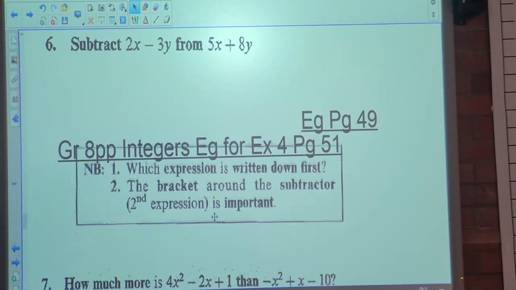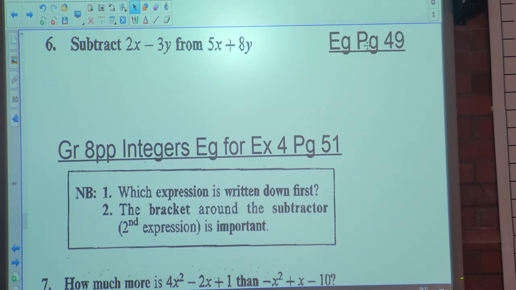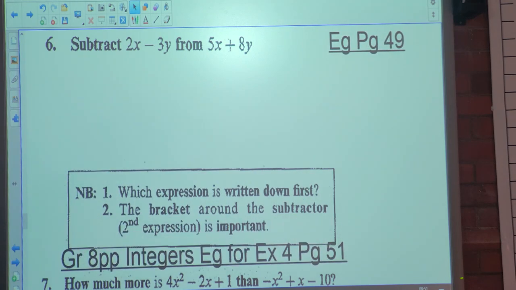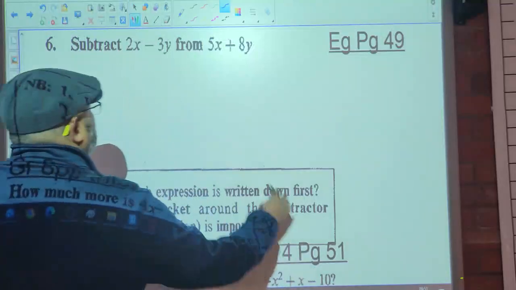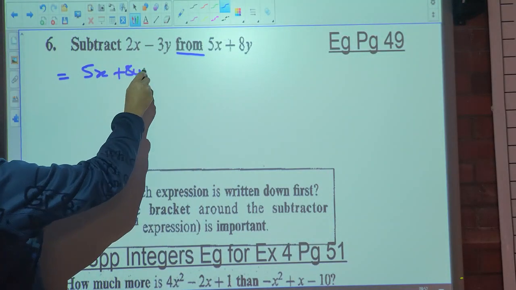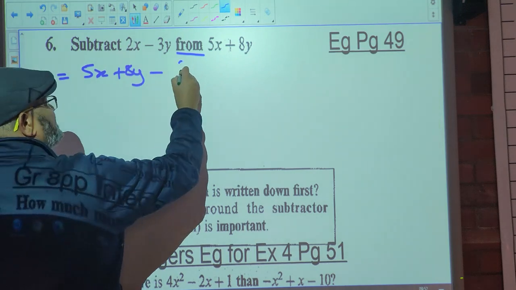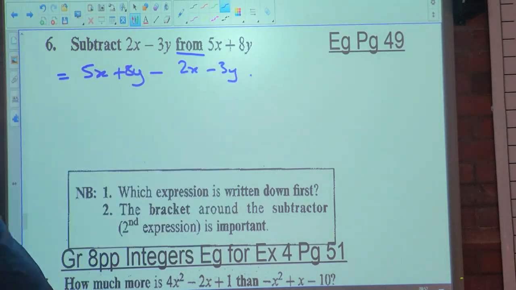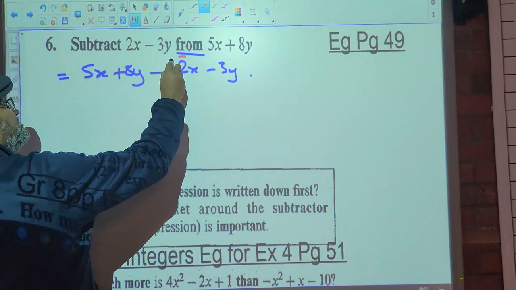Subtract 2x minus 3y from 5x plus 8y. Whatever follows from here, right? First, there's 5x plus 8y minus 2x minus 3y. What must I not forget? Brackets, yes. Why must we not forget the brackets?